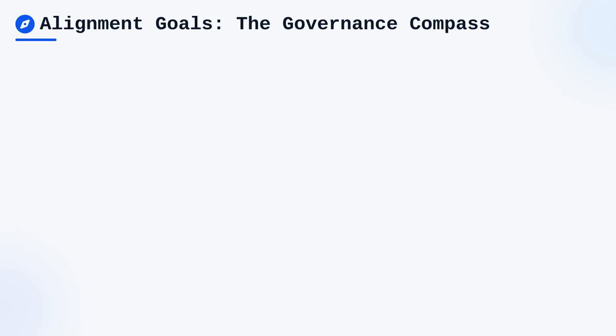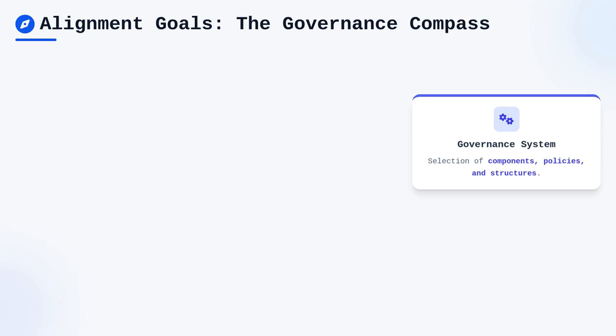As you progress through the framework, remember that these goals act as a compass for the design of the governance system itself. When we move later into discussing governance objectives or system components, you will constantly refer back to these alignment goals as the justification for why certain processes exist.